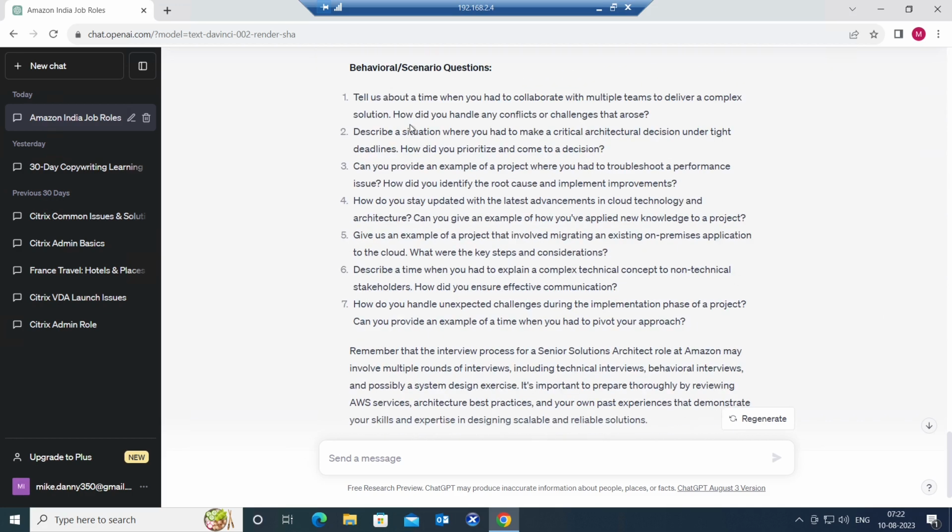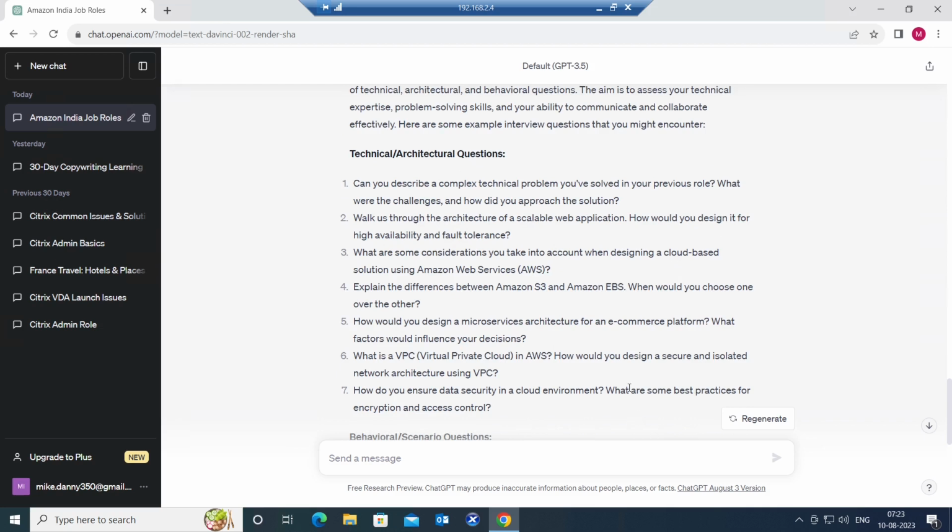Behavioral questions are also very important. It's not only about answering technical questions. All these big organizations would also like to ask scenario based questions or behavioral questions. Now, okay, we got the questions. Now let's go further deep into this. Now I'm going to ask ChatGPT to provide answers for these particular questions.